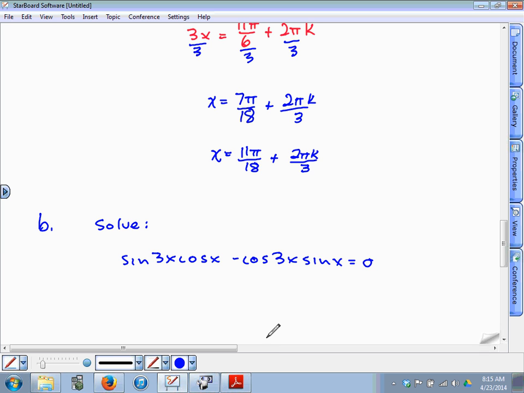Remember, I said this was going to involve the use of an identity. Test is Friday. Sine 3x cosine x minus cosine 3x sine of x. If you have your notes out, I'd give you a hint. Look in section 7.2. This involves an identity that we talked about in 7.2.